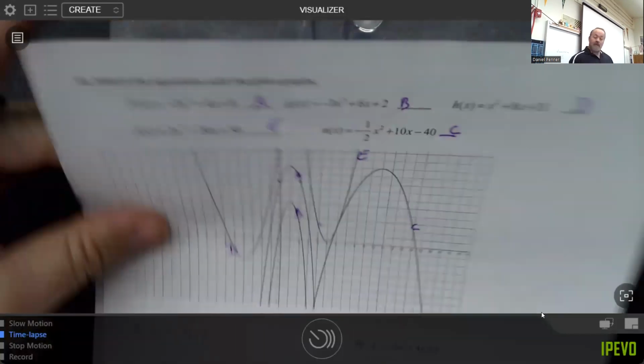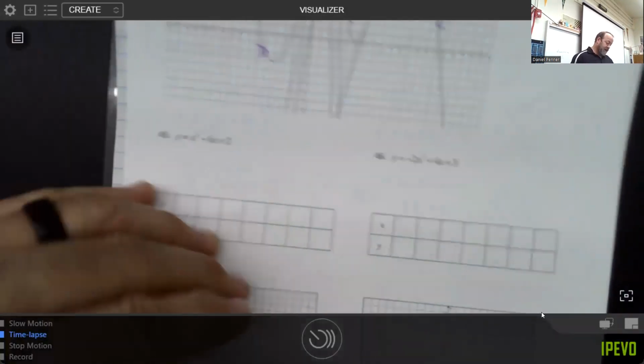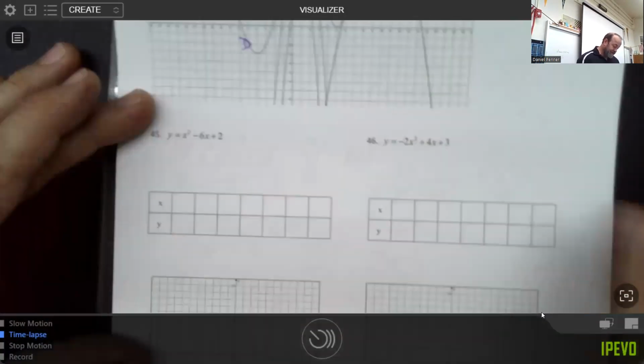And then we're just going to finish up 45 and 46, and I think we're done. I don't think there's any more pages to be had here, and I can finally be done.